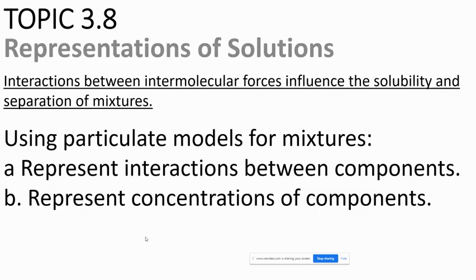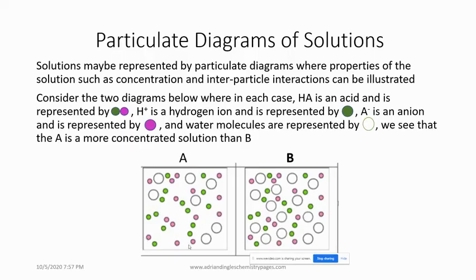All right, so then we can look at some different ways that we can represent these solutions. They really like these particle diagrams on the AP exam, so get used to looking at these. These are solutions represented by particulate diagrams where properties of the solution, such as concentration and particle or intermolecular interactions, can be illustrated. And they do this a lot. If we look at these diagrams, we can see that we have HA as an acid, and it's represented here with our green and maroon dots. Hydrogen is the ion with the green, and the acid is this maroon color. And then the water is this one.